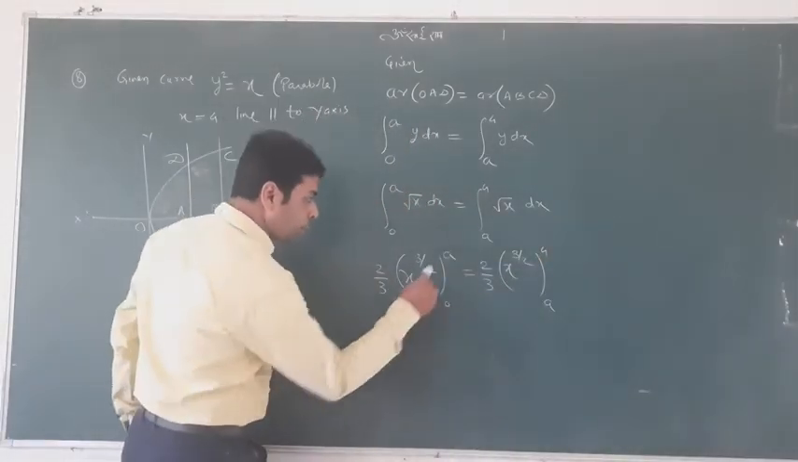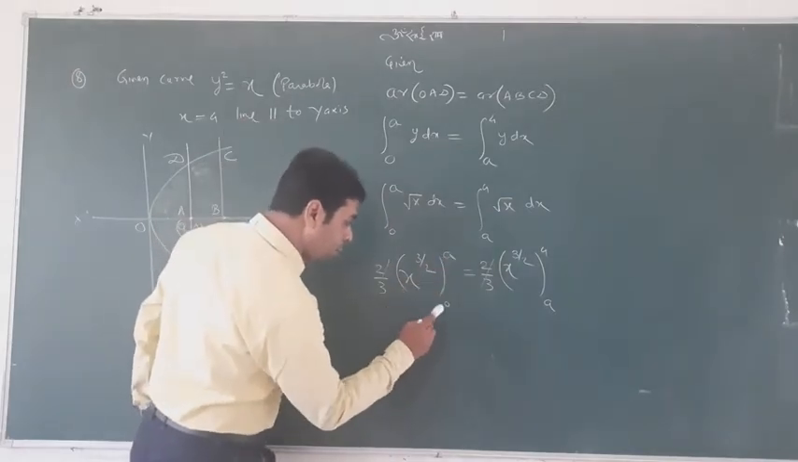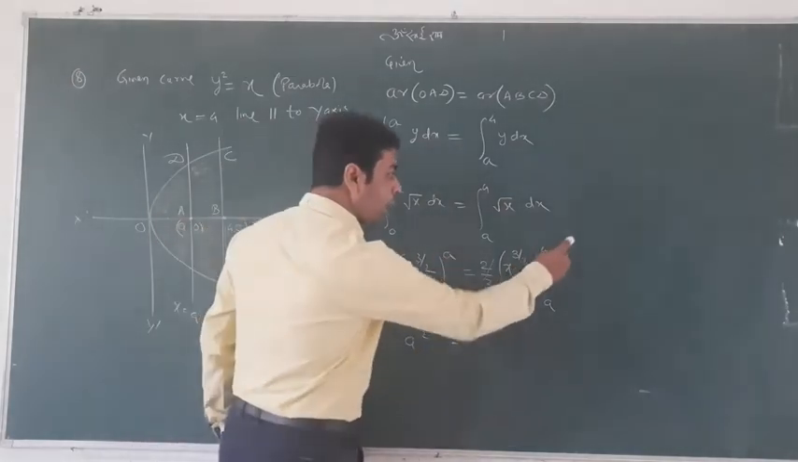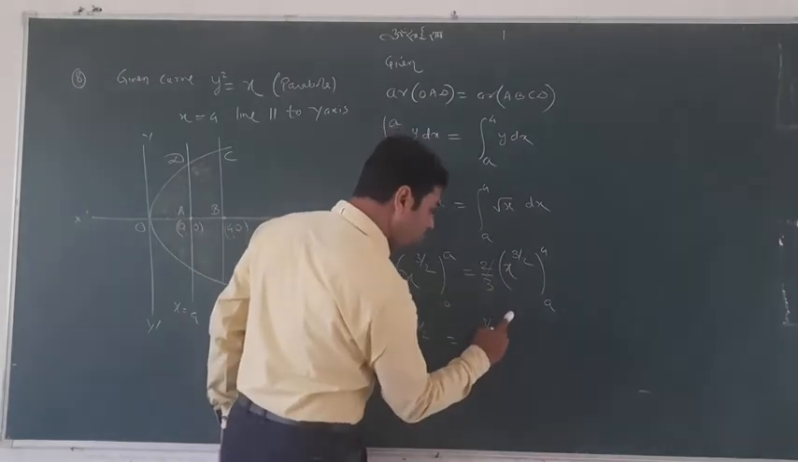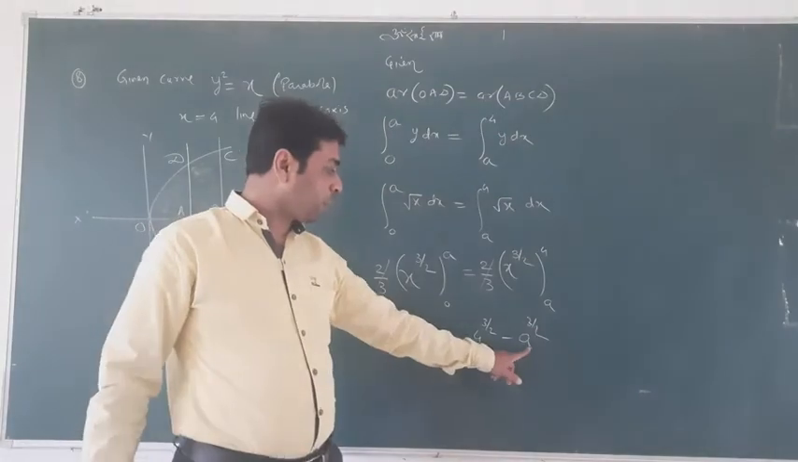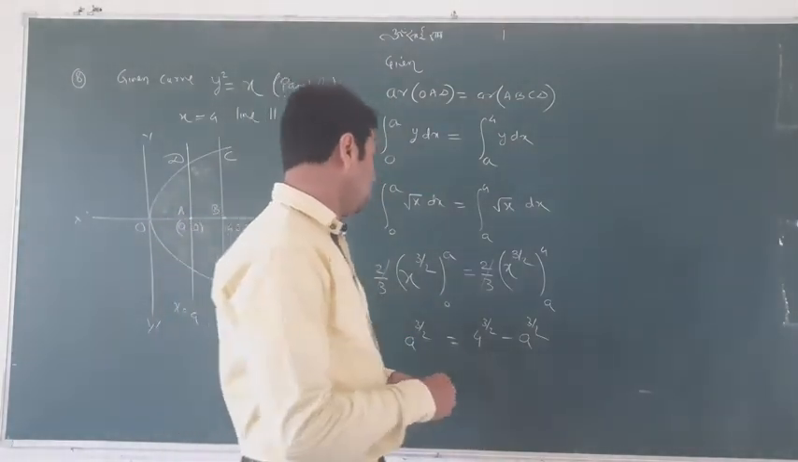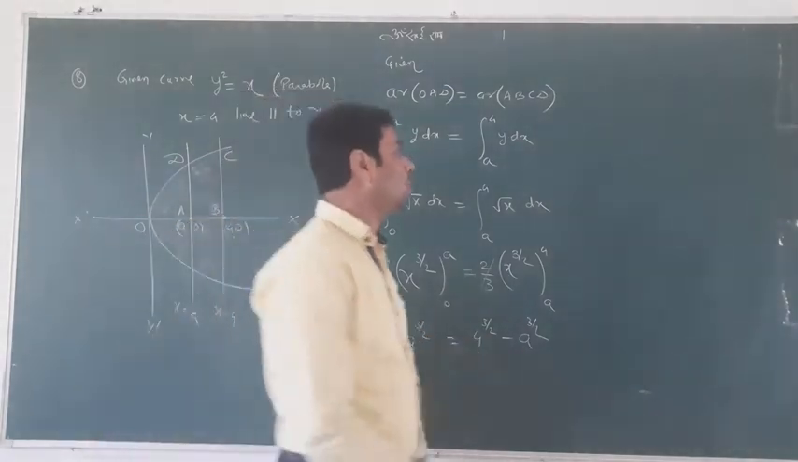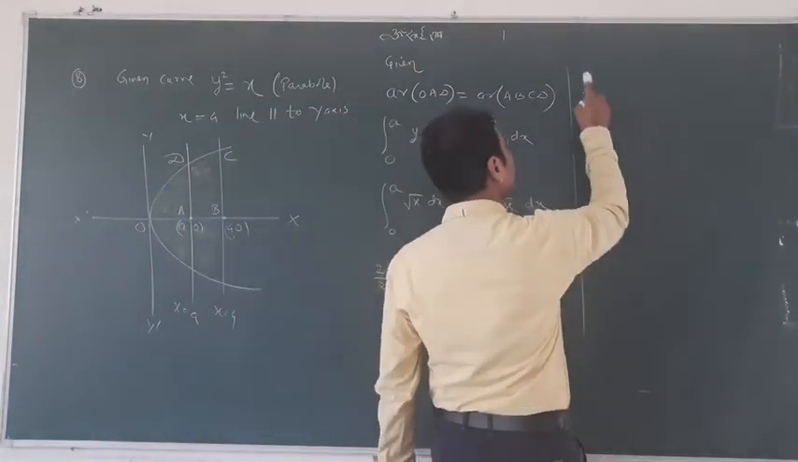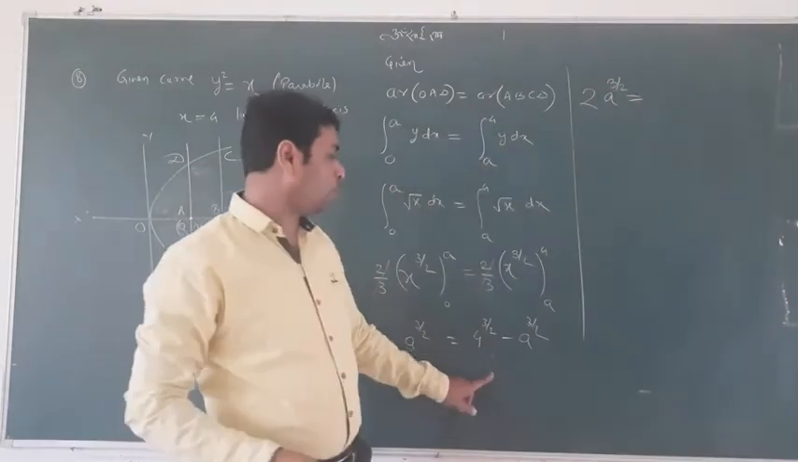Now use the limits. 2 by 3 cancel. Put upper limit a to the power 3 by 2, lower limit 0. Upper limit 4 to the power 3 by 2 minus lower limit a to the power 3 by 2. So a to the power 3 by 2 will transfer this side. So a to the power 3 by 2 plus a to the power 3 by 2 will get twice a to the power 3 by 2 is equal to 4 to the power 3 by 2.